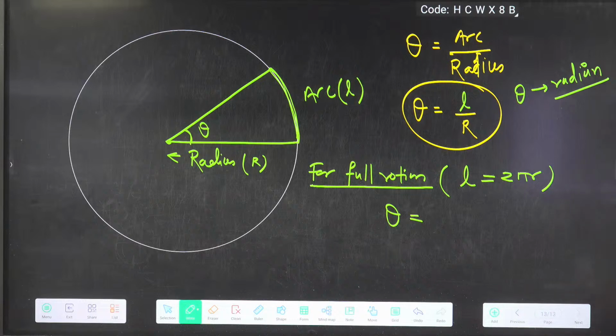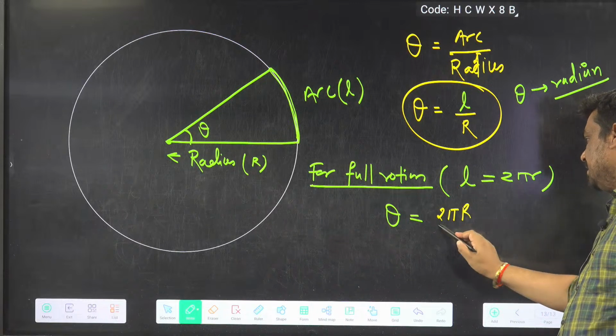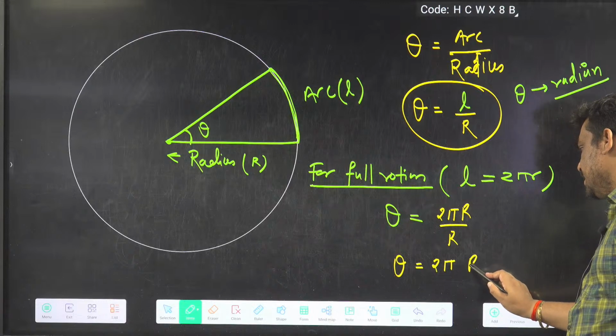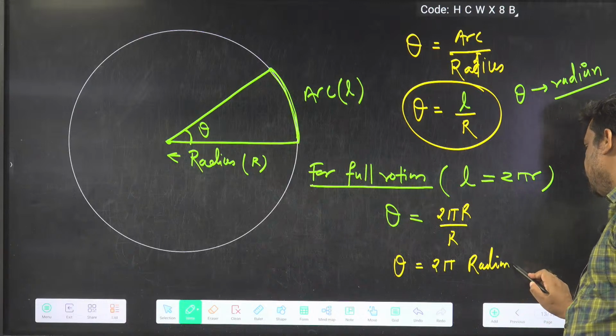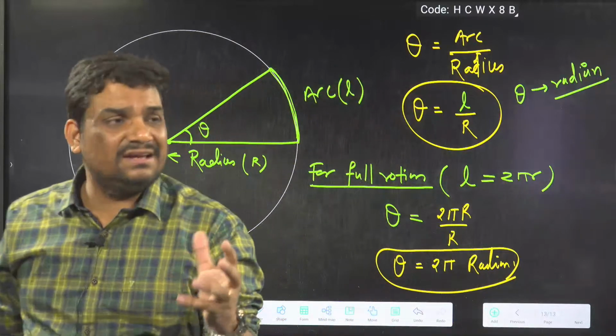The standard unit is always radian. So when I'm using theta equal to arc by radius, theta is all the time in radian. Now, because theta is in radian, I will put here 2 pi r divided by r. So the theta value I'm going to get here is 2 pi radian. So I'm asking, in one full rotation, how much angle is there?